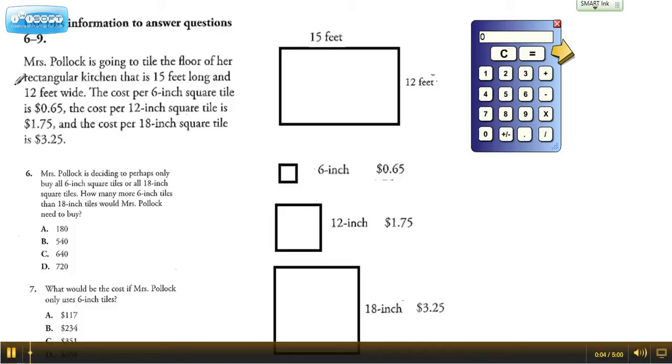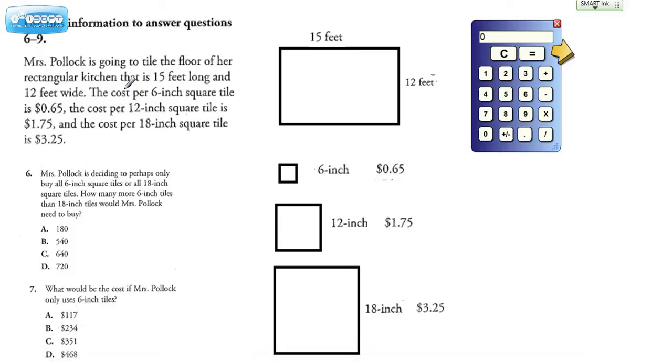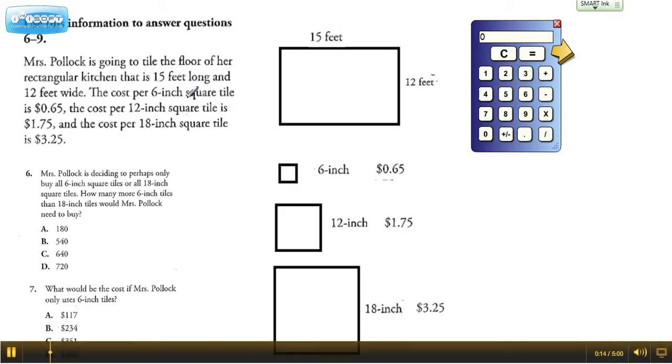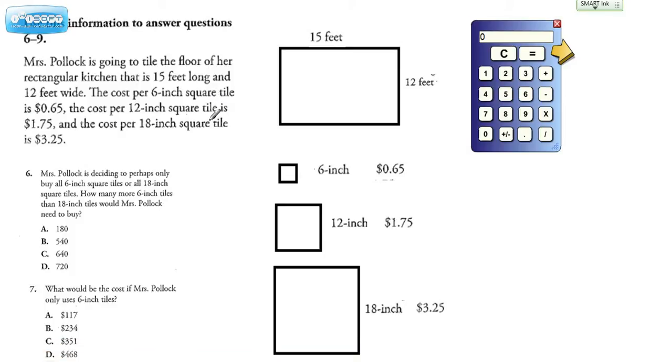We're taking a look at questions 6 through 9 from the L28. Mrs. Pollock is going to tile the floor of her rectangular kitchen that is 15 feet long and 12 feet wide. The cost per 6-inch square tile is 65 cents. The cost per 12-inch square tile is $1.75, and the cost per 18-inch square tile is $3.25.